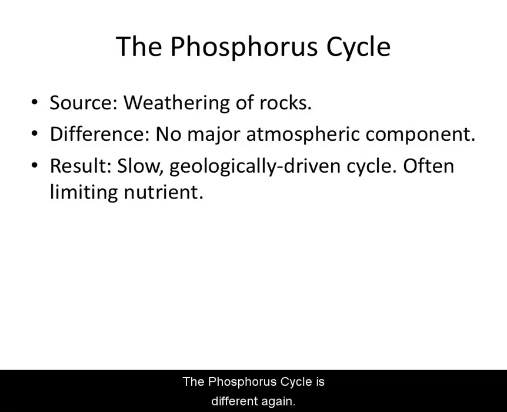The phosphorus cycle is different again. Its primary source is the slow weathering of rocks. Unlike carbon and nitrogen, there is no significant atmospheric component. This makes the cycle very slow and geologically driven. Because it's so slow to be replenished, phosphorus is often the limiting nutrient in a forest. It's the ingredient in shortest supply that constrains the overall rate of growth.